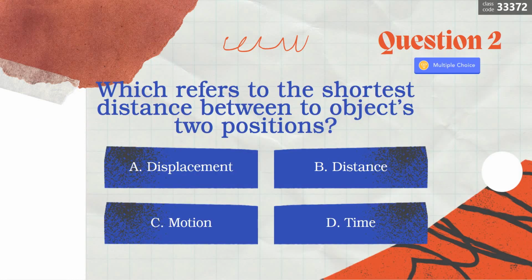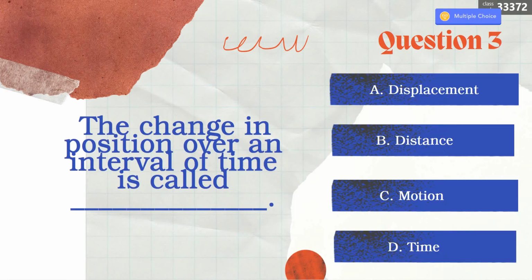Let's have question number 2. Which refers to the shortest distance between two objects, two positions? A, displacement, B, distance, C, motion, D, time? Very good. The correct answer is letter A, displacement. Number 3. Let's move on. The change in position over an interval of time is called blank. A, displacement, B, distance, C, motion, D, time? Very good. That is letter C, motion.